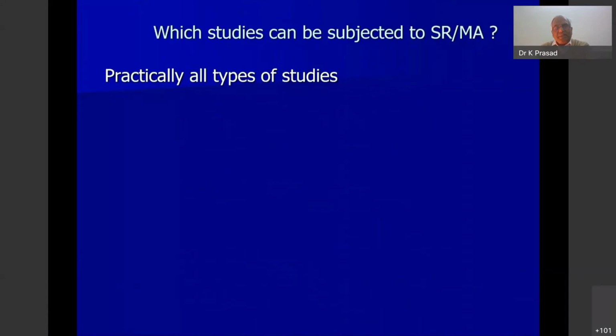What type of studies can be subjected to systematic review and meta-analysis? I would say practically all types of studies. Clinical studies, epidemiological studies. It's being done even in meteorology, in nuclear physics, in economics, in business management. So basically, wherever scientific studies are carried out, if there is more than one study, then obviously they can join hands, or you can join them, and conduct a meta-analysis.